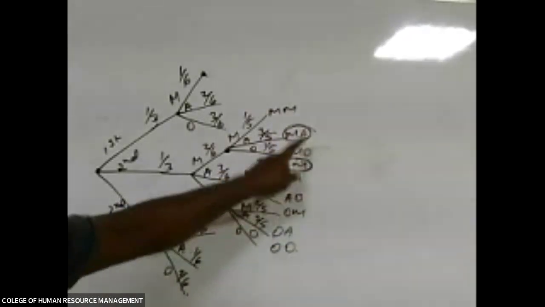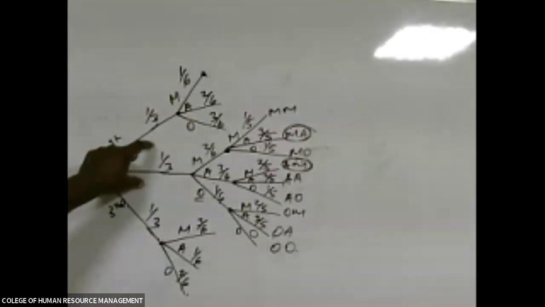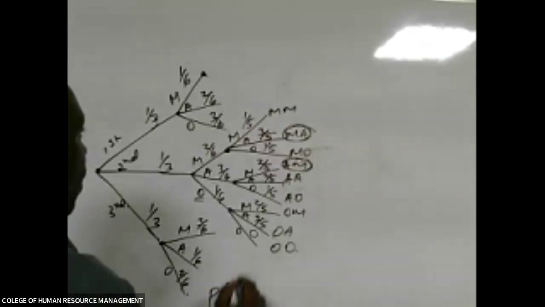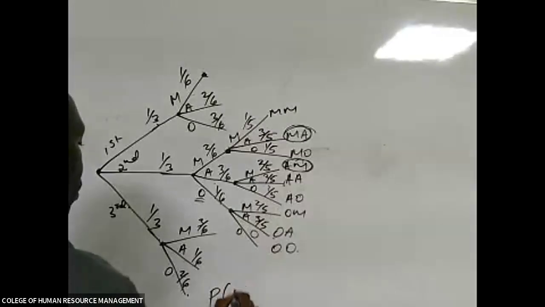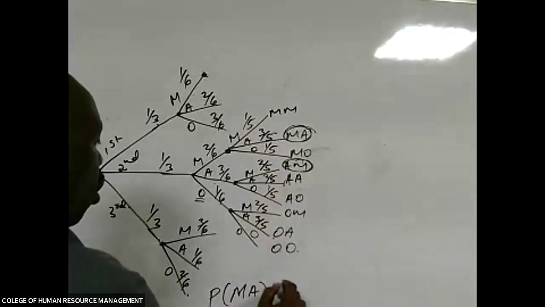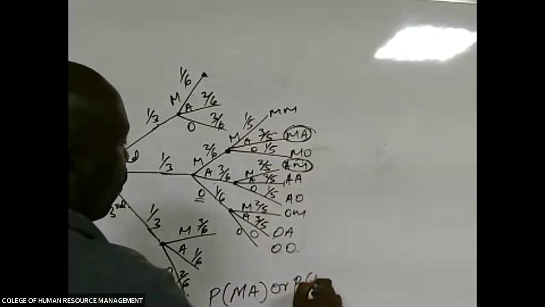Where there is a mango and an apple. Mango, apple, mango. This. And remember that is from the second basket. That's why I was not interested with this. Because the 2 fruits that were picked, they were from the second basket. So what is the probability of mango, apple, or probability of apple, mango?